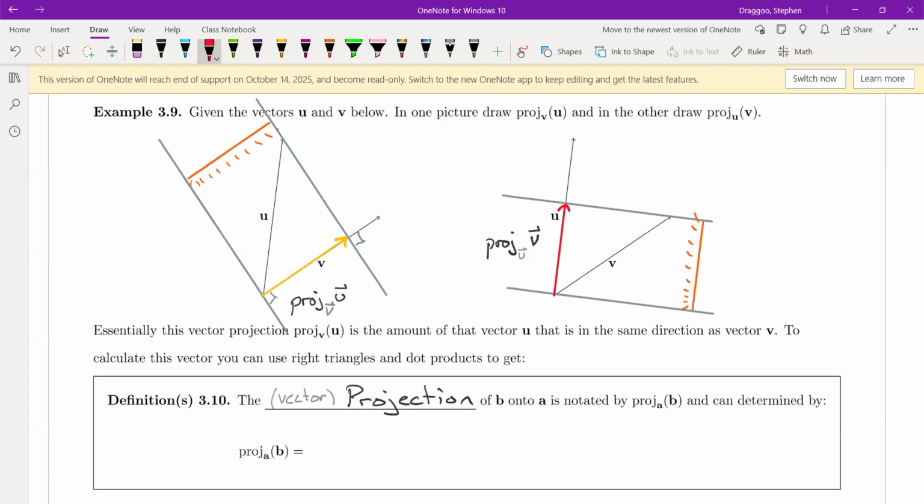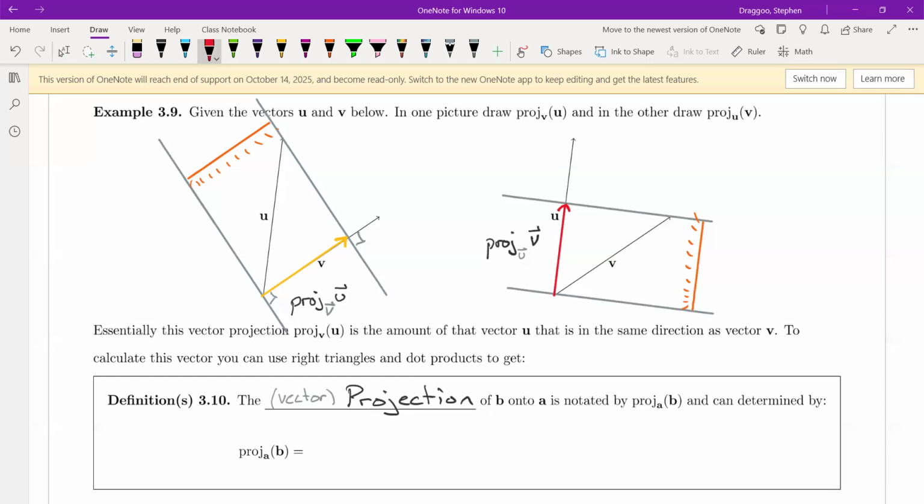So definition 3.10. We want the vector projection of B onto A. Gets denoted by that thing right there. Projection of B onto A. Again, the onto vector is the subscript, the one that is built into the function itself. And then it takes an input of some other vector.